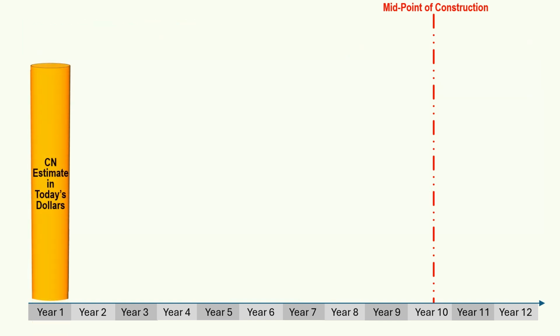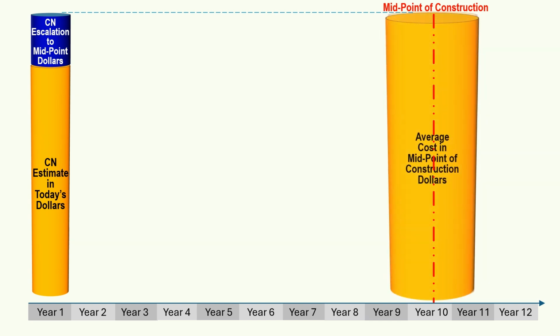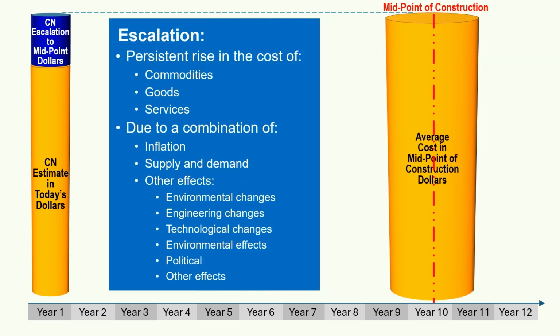You can now calculate the construction estimate escalation from today's dollars to the midpoint of construction to convert your estimate to that year's dollars. Escalation is the persistent rise in the cost of commodities, goods, and services due to a combination of inflation, supply and demand, and other effects such as environmental changes, engineering changes, technological changes, political, and other effects.